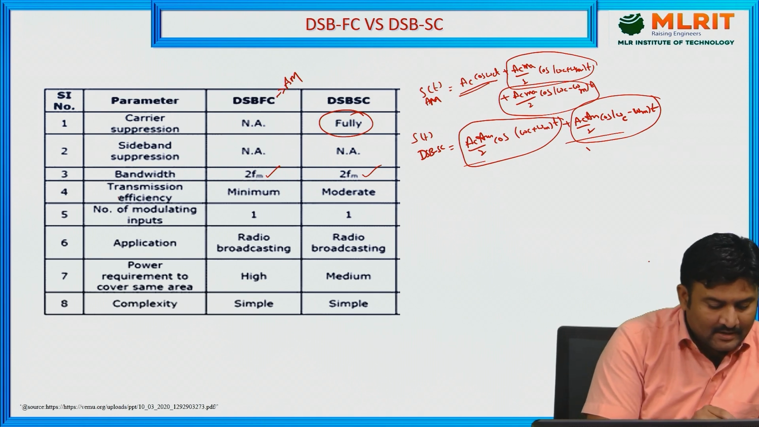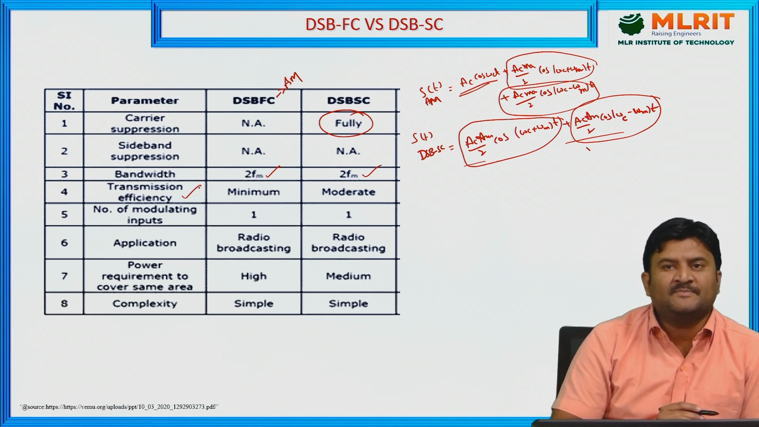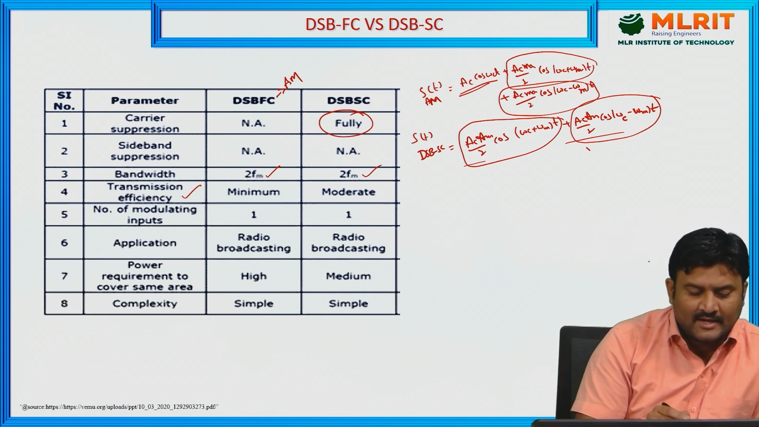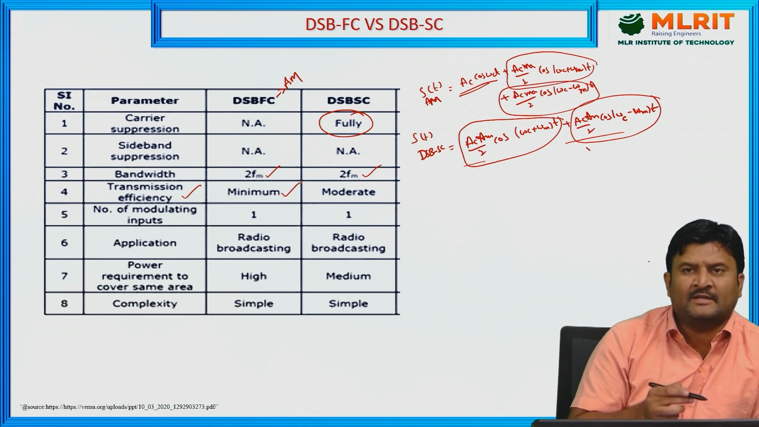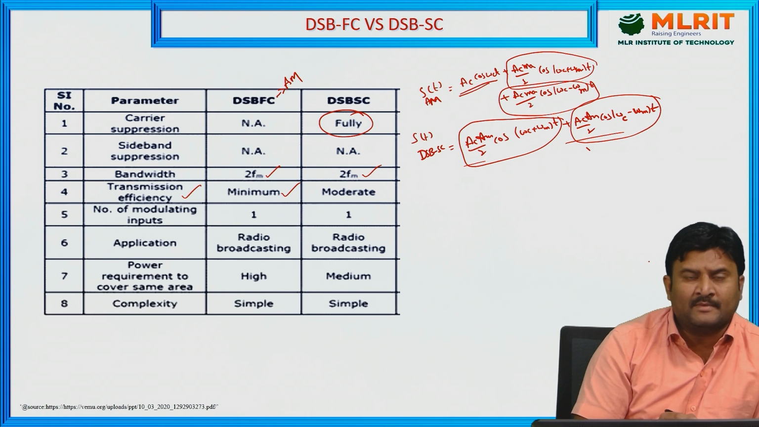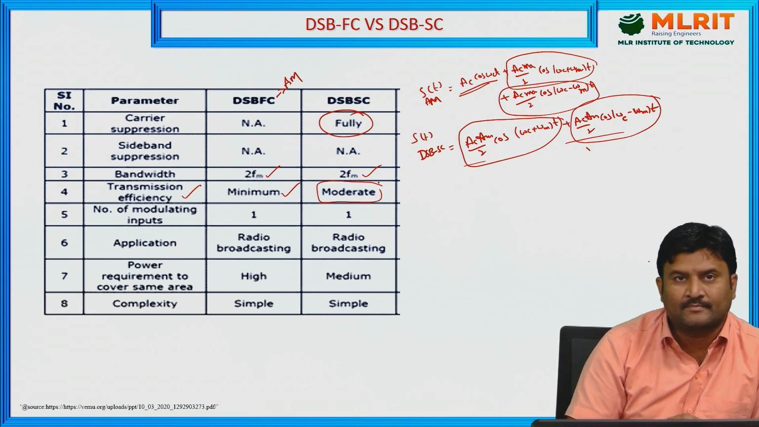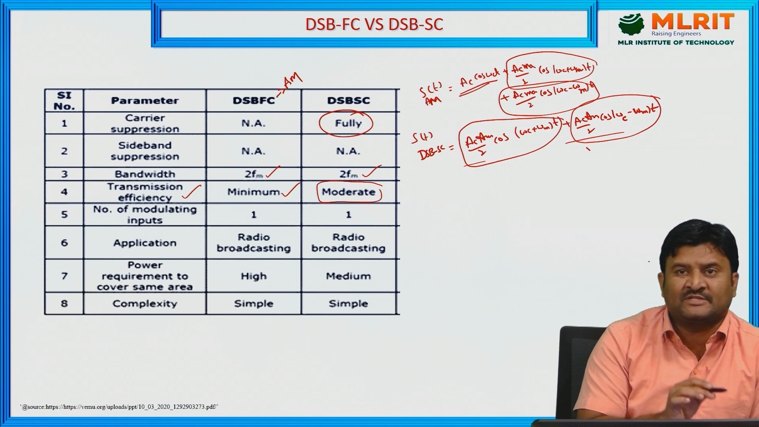And next one, the transmission efficiency. The transmission efficiency in the case of DSB-FC or AM is minimum. In the case of DSB-SC, the value is a moderate value, comparing with the DSB-FC only.